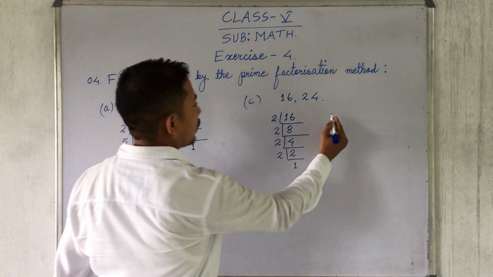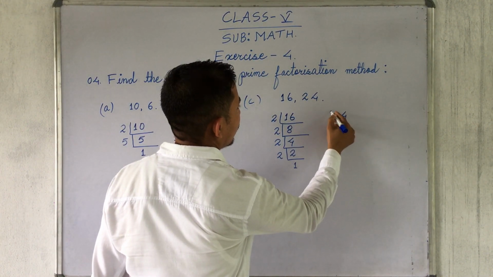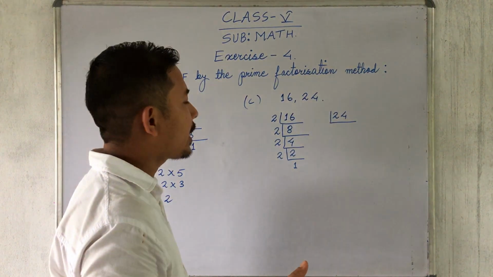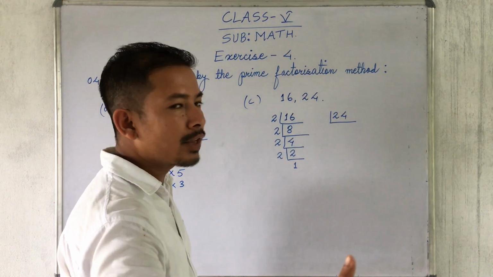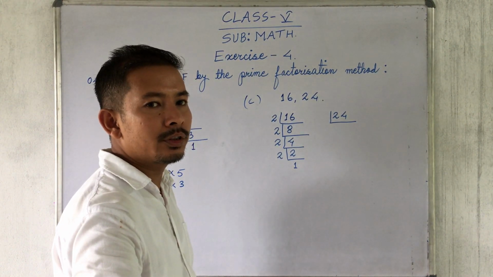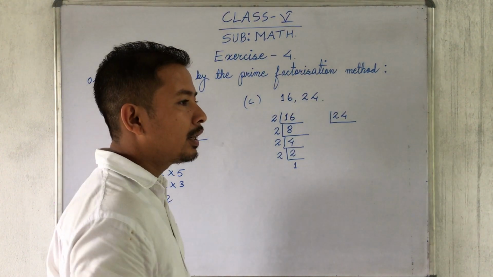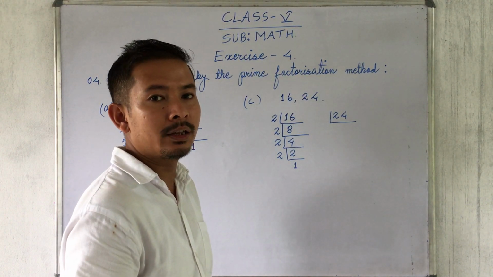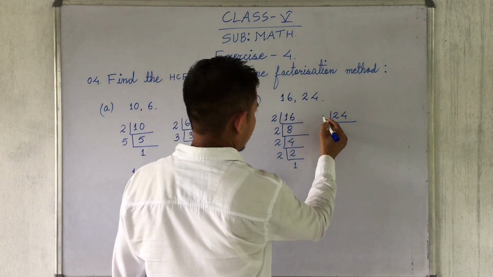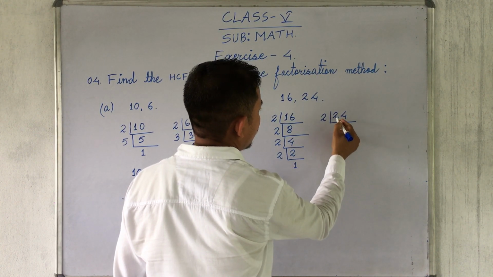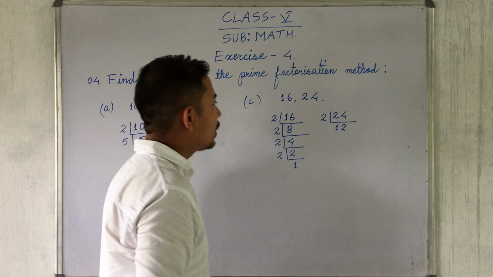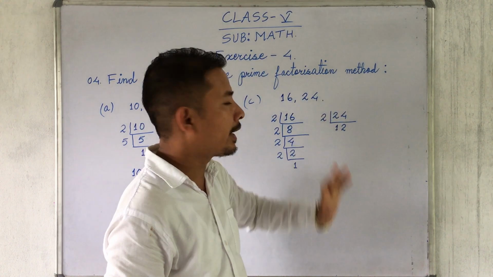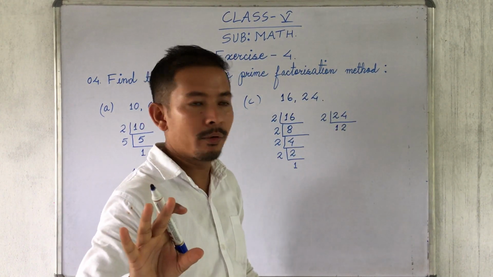Now 24. Okay, look here. We start. One thing you must remember, you have to start by 2. If 2 is not a factor of that number, you have to try dividing by 3. If that particular number is a factor of the given number in the question, then only you can divide. Okay, look here. 1 times 2 is 2 and 2 times 2 is 4. This way we have got 12 when we divided 24 by 2.